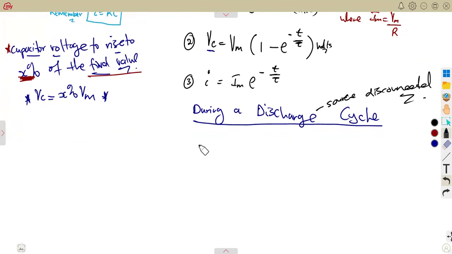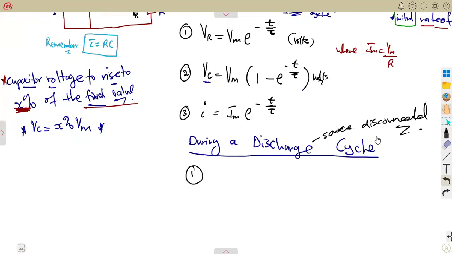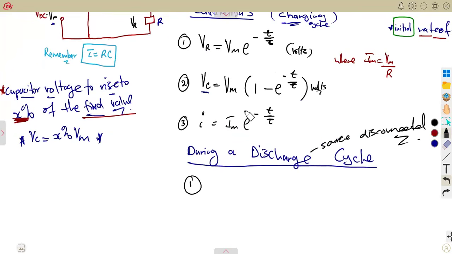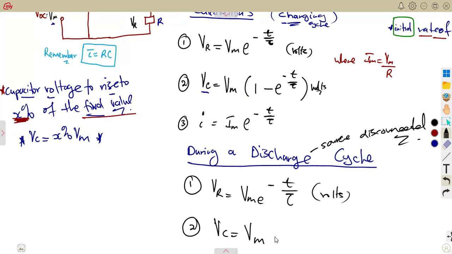On a discharge, number one, the way you calculate VC is going to change. It's the only part that is going to change, the presentation. The rest will be as they are. So the VR is going to be as it is, Vm e to the exponent of minus t over tau. The VC, like I said, will be presented the same way as VR: Vm e to the exponent of minus t over tau.